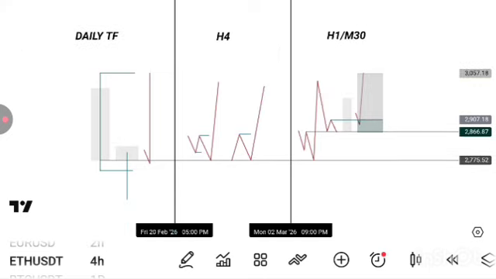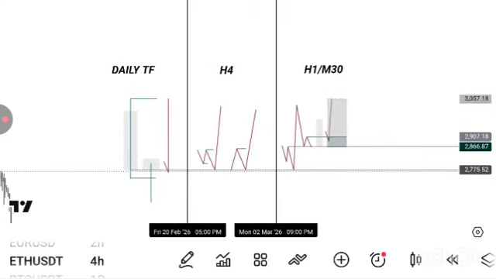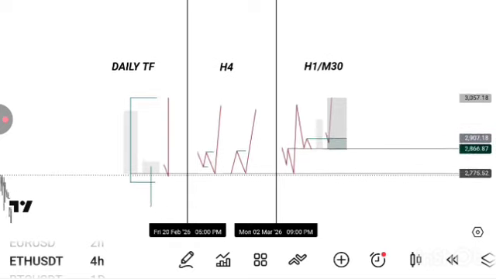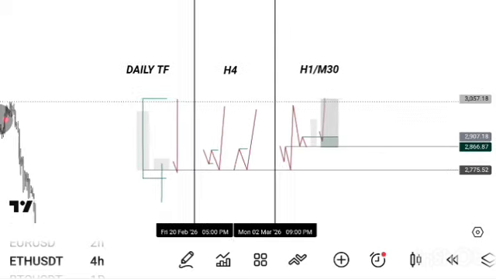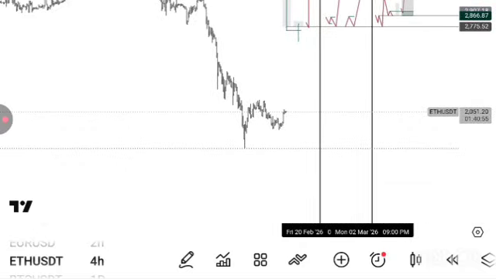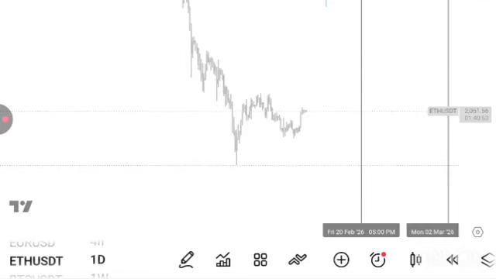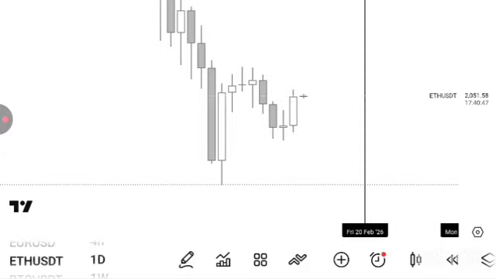Yeah, so this was how I actually built this bias on Ethereum USD. So without wasting further time, let's just go to the chart and practicalize all what I have just said, right? So going on to the charts, this is Ethereum USD, right?